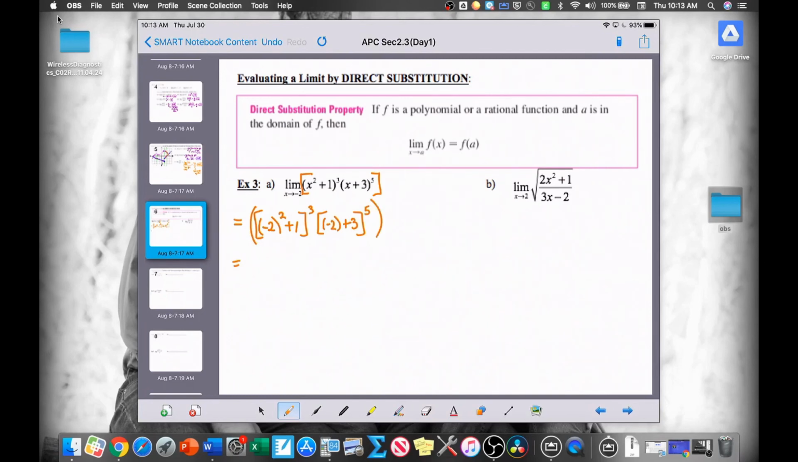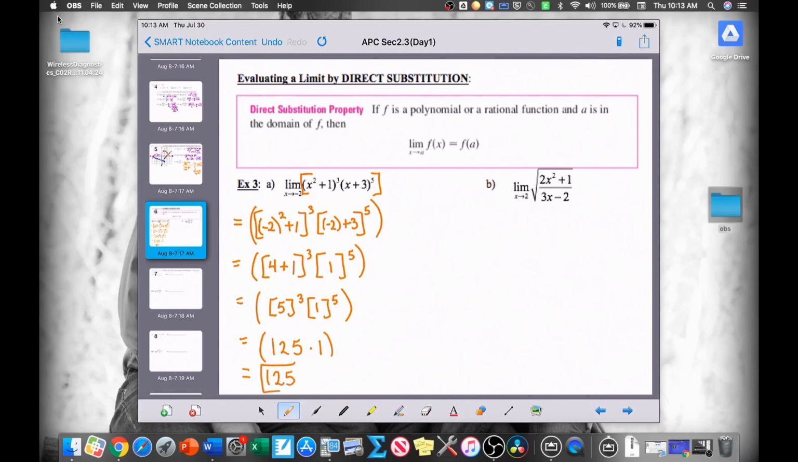All right, and again, we work with PEMDAS here. So we start on the inside, we work our way out. We've got -2 squared, which is going to be +4 plus 1 cubed. And then we have -2 plus 3, which is going to be +1 to the fifth. 4 plus 1 is 5. So we have 5 cubed times 1 to the fifth power. Well, 5 cubed is 125. And 1 to the fifth power is 1. So our final answer is 125. I showed every step there. You might be able to do this in less steps, but I just wanted to make sure you understood the math behind it.